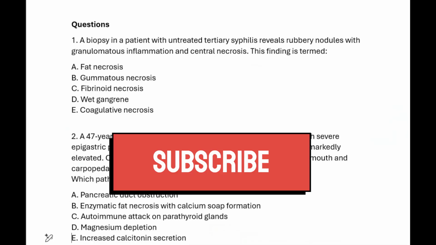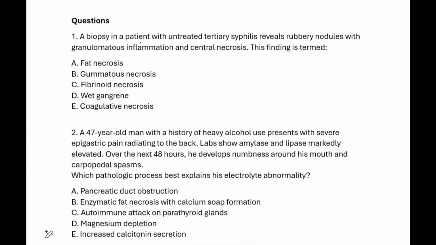So we've come to the end of today's lecture. So let's do some questions together. So the first question there: a biopsy in a patient with untreated tertiary syphilis reveals a rubbery nodule with granulomatous inflammation and central necrosis. This finding is termed gummatous necrosis. Remember, like we mentioned earlier.